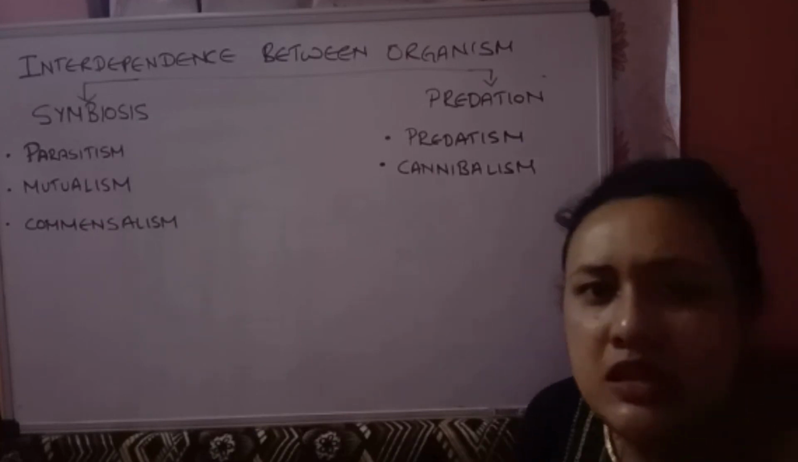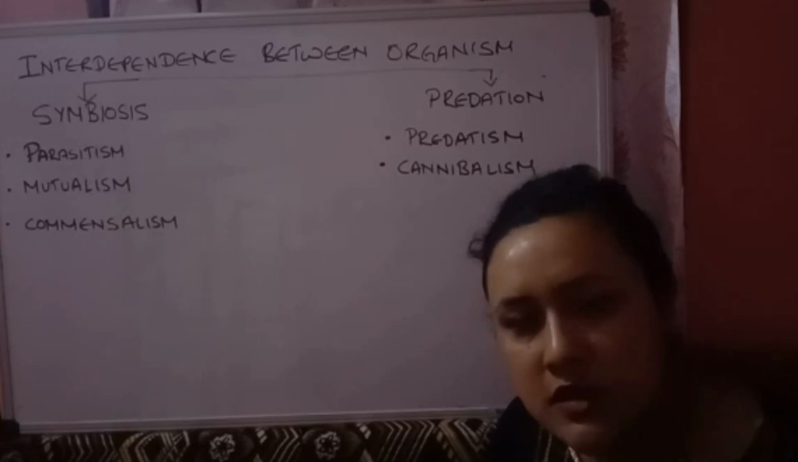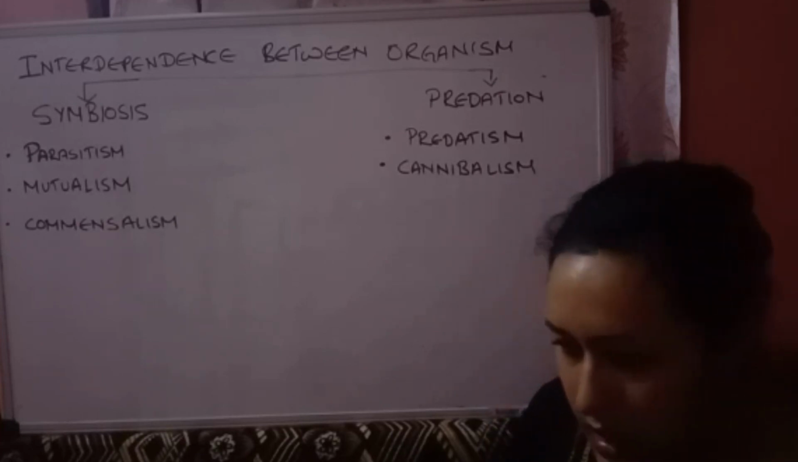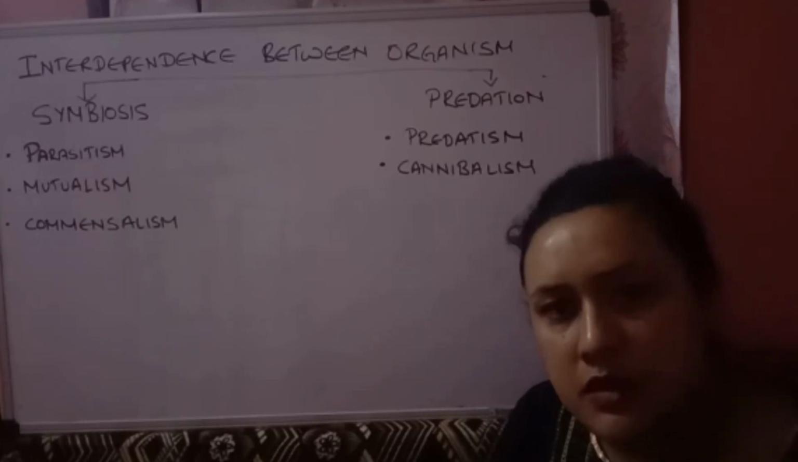You can see here cannibalism. Cannibals means meat eating, so higher animals eating the lower. Example, lion and deer. That is known as cannibalism.